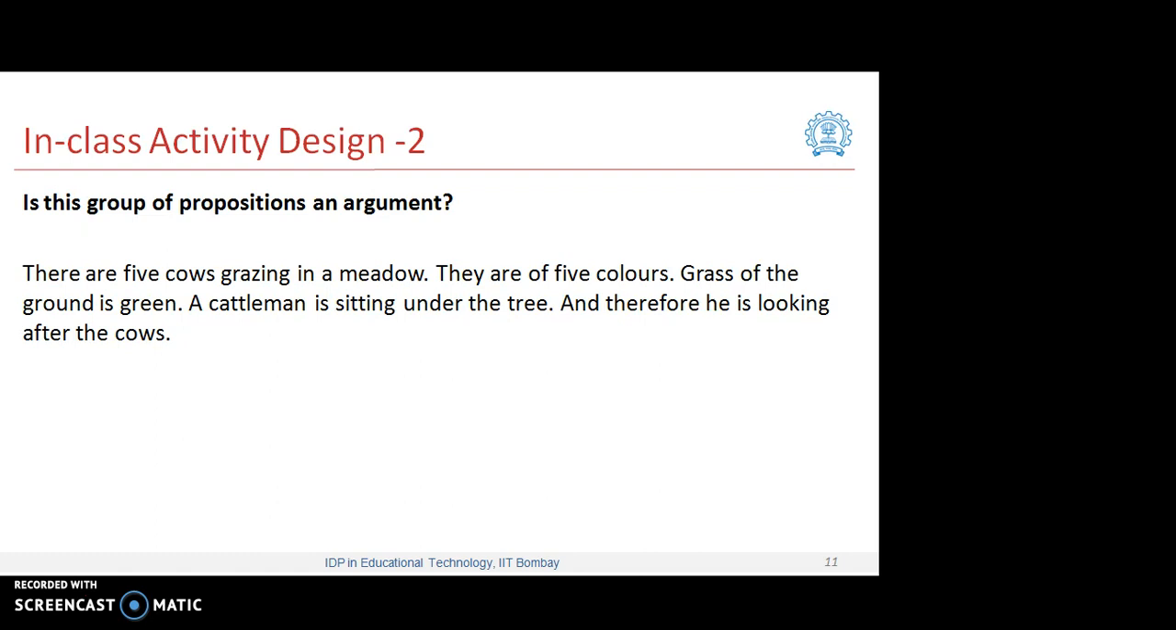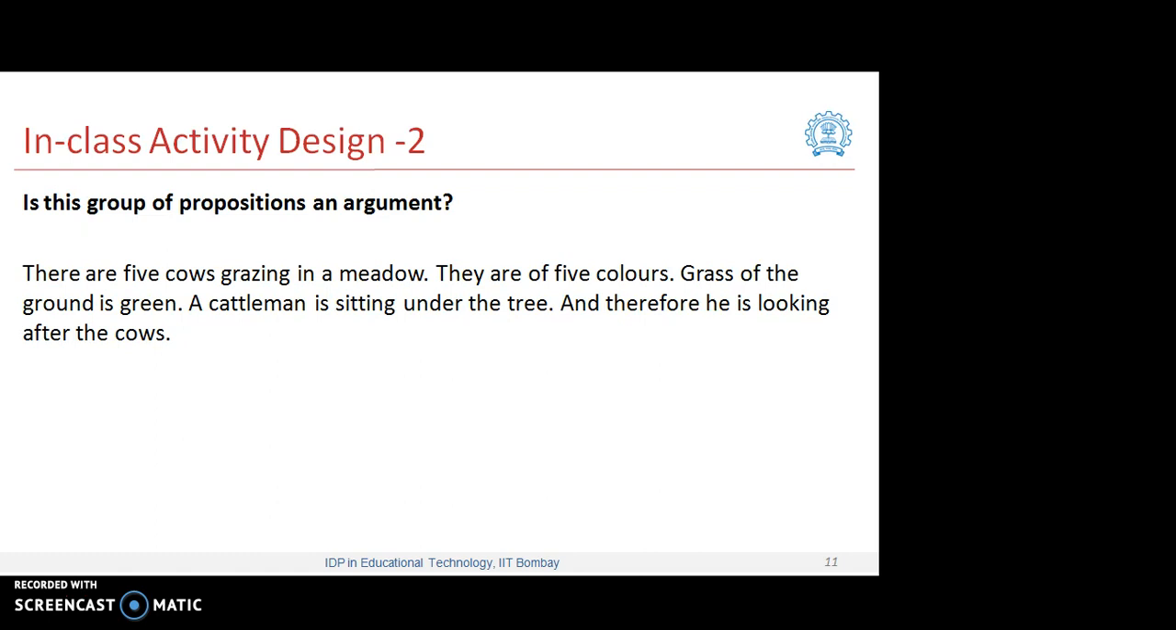So I hope you have given your answer. Consider these statements, propositions. How many are there? 1, 2, 3, 4, 5. So altogether we have 5 propositions, and the last proposition is following "therefore." So apparently it looks like an argument, but actually it is not an argument.